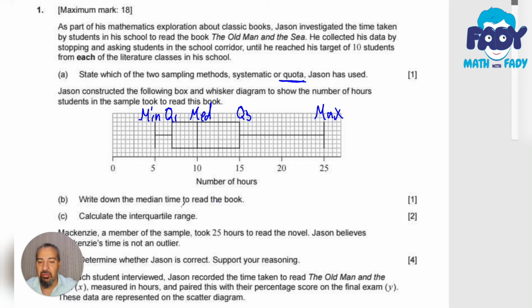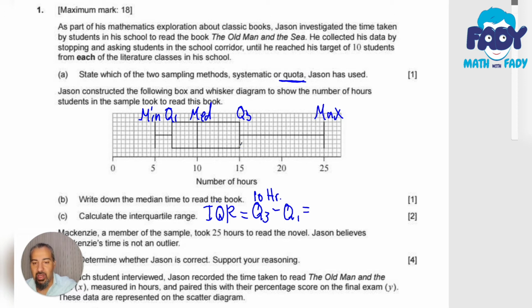B, write down the median time to read the book. So the median time is 10 hours. C, calculate the interquartile range. So what is the interquartile range? The interquartile range is Q3 minus Q1.